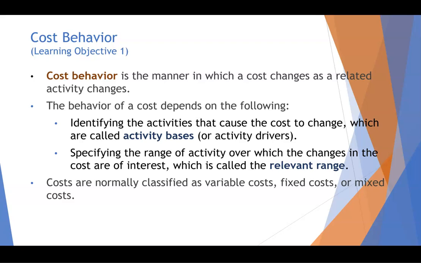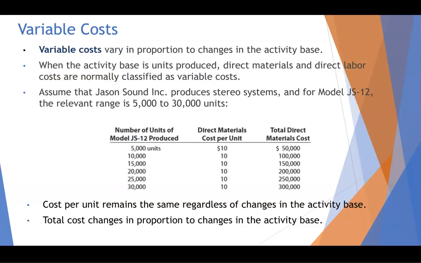Costs, we're going to classify as variable, fixed, or mixed. Now, variable costs are going to vary in relationship to changes in the activity base. When the activity base is units produced, then direct materials and direct labor costs are normally classified as variable costs.